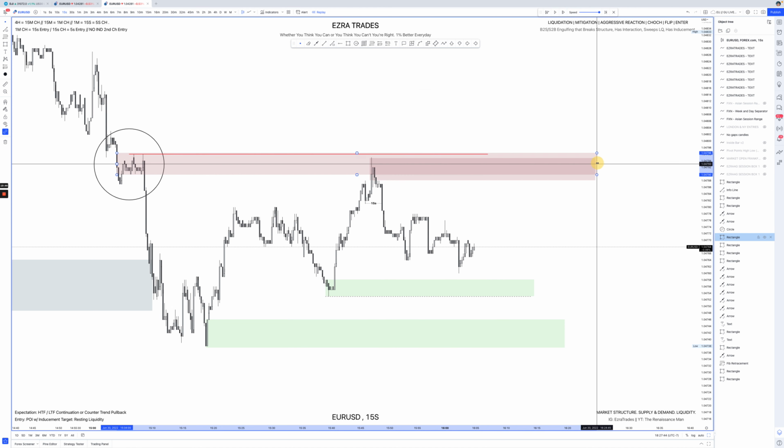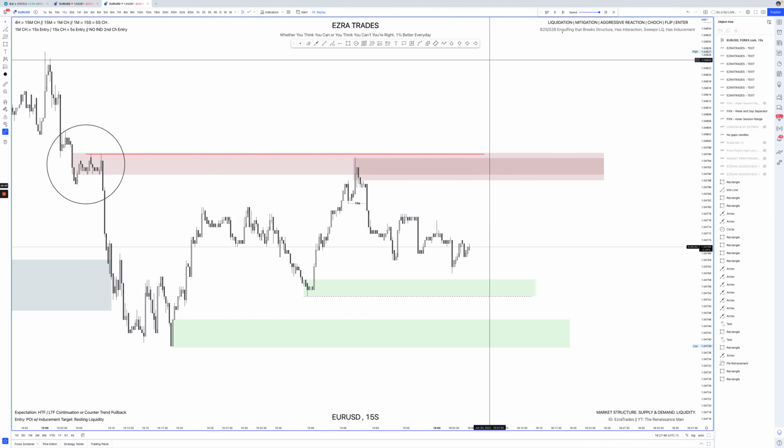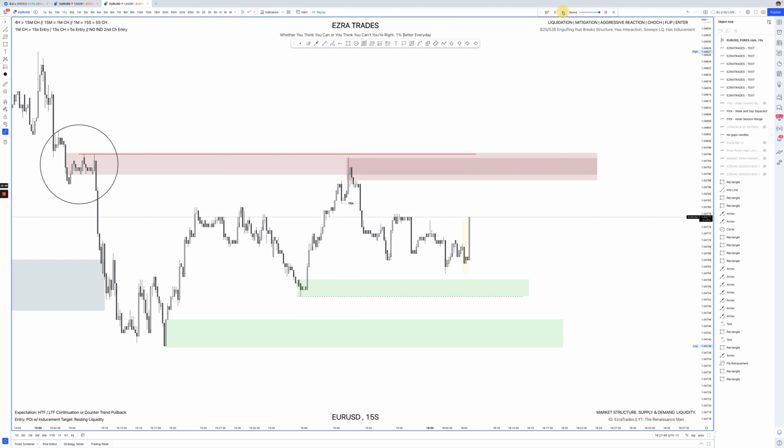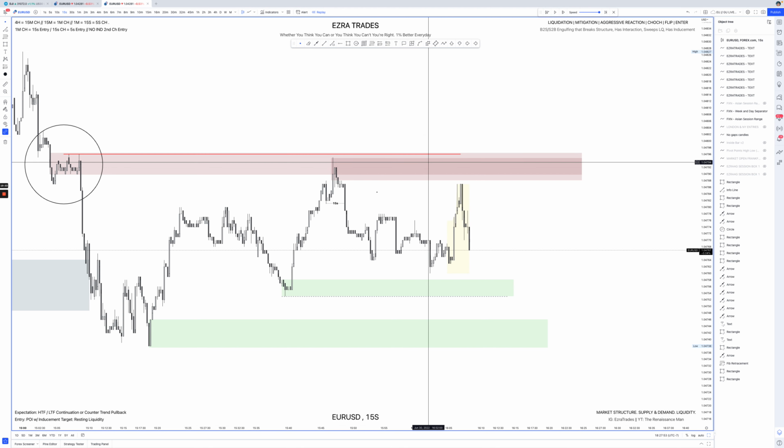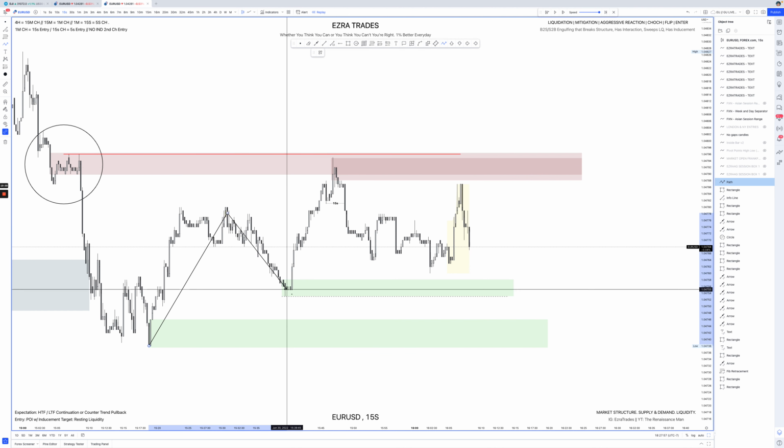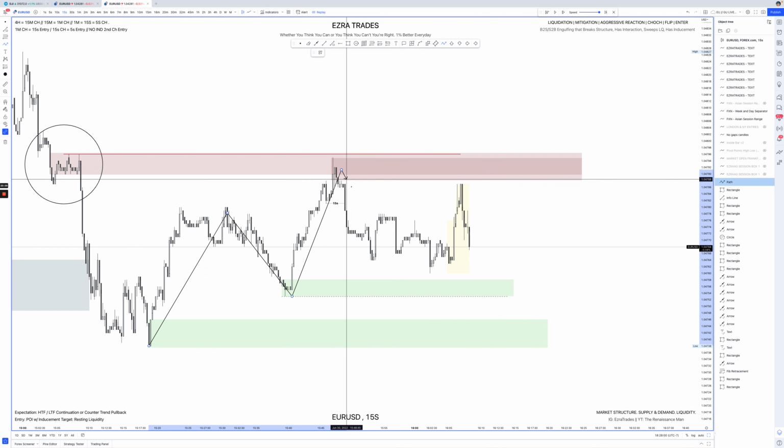This is all part of that potential chain. So I just want to see what's happening. I want to see that low go. All right, price comes into that area. Now here's the thing. At this moment, what am I seeing on the 15-second? This is the current structure on the 15-second.